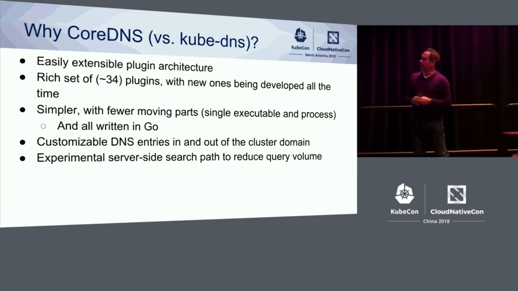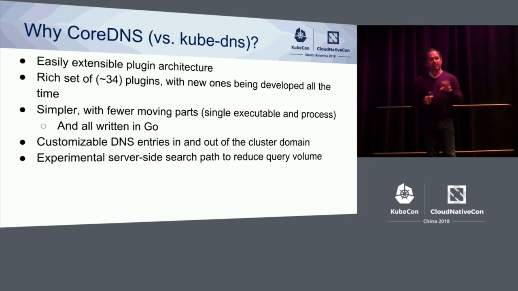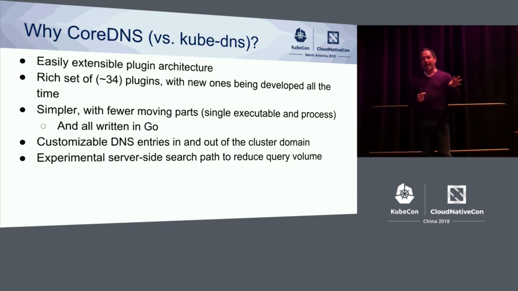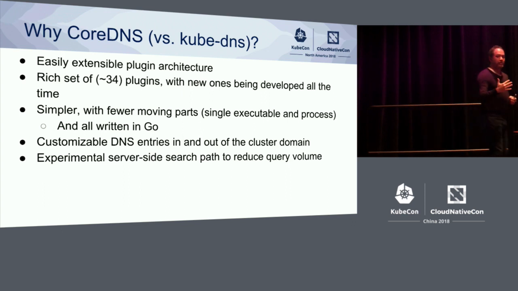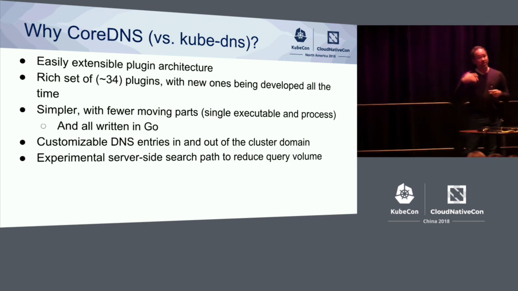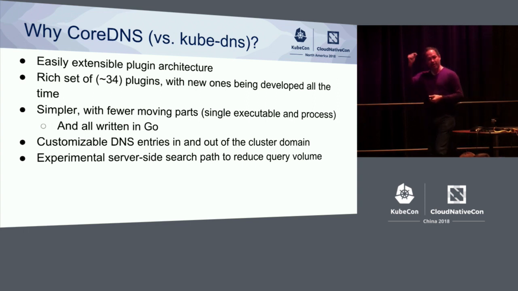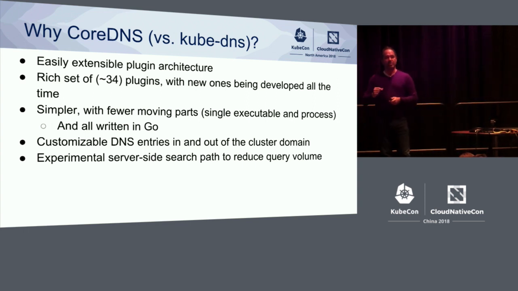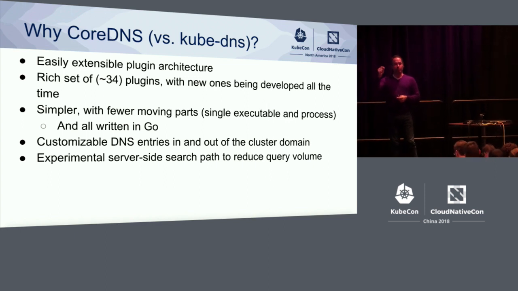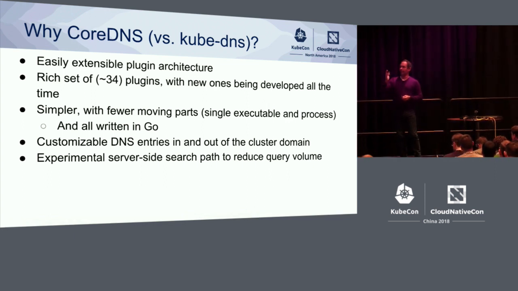There's an experimental server-side search path feature that will actually speed up resolution, because what you'll find is that within a containerized environment, your containers have these really long search lists that they're going to go through to find a particular domain name. And CoreDNS can actually anticipate that it's going to walk through all of the elements of that search list and match the first one rather than waiting till the 10th, for example.